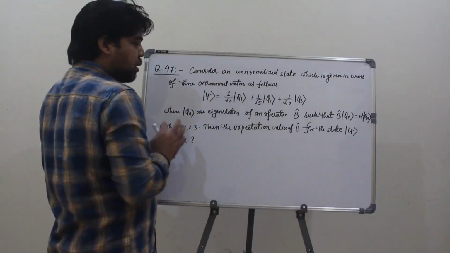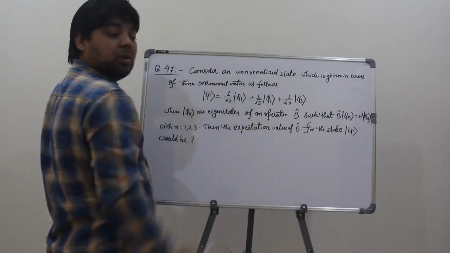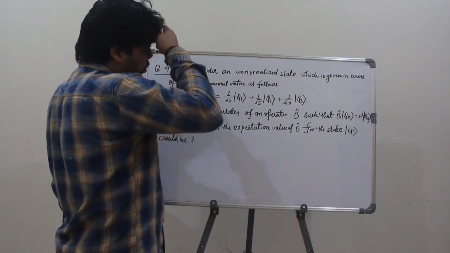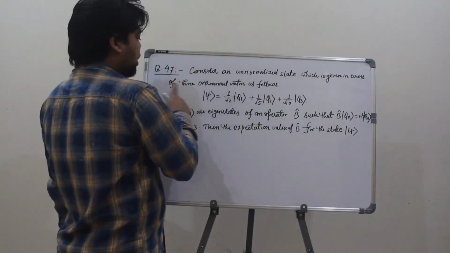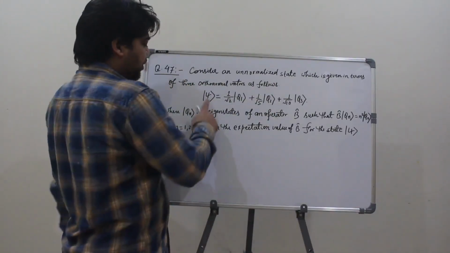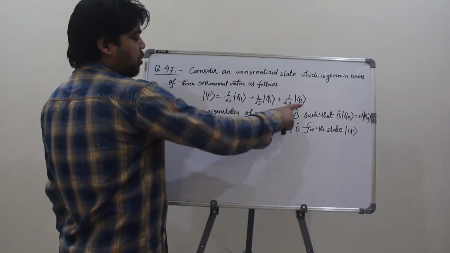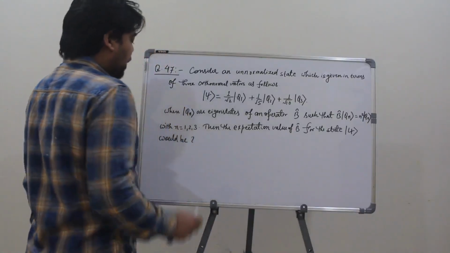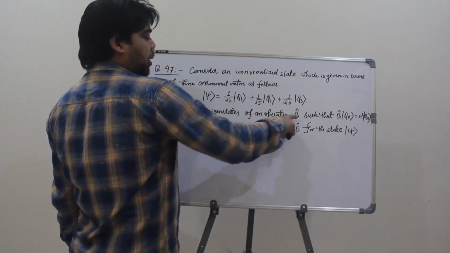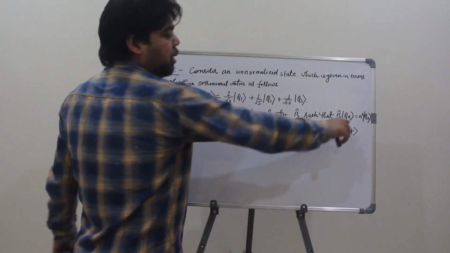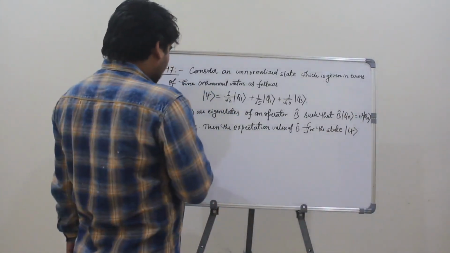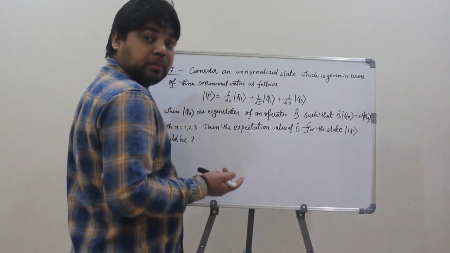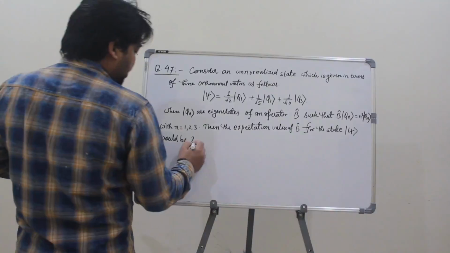Right? Now let us discuss the next problem, problem number 47, which says: consider an unnormalized state which is given in terms of 3 orthonormal vectors as follows, psi in terms of phi 1, phi 2, phi 3 with normalization factors, where phi n are eigenstates of an operator B cap, so that B cap phi n is n squared times phi n, where n equals 1, 2, 3. Then the expectation value of B cap for the state psi would be what? Now let us calculate this problem.